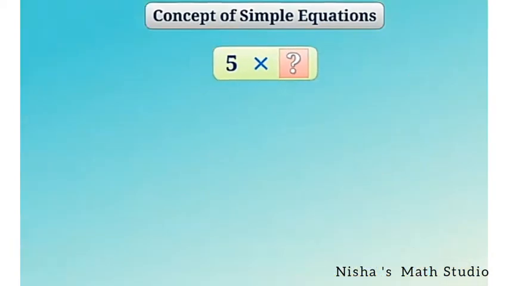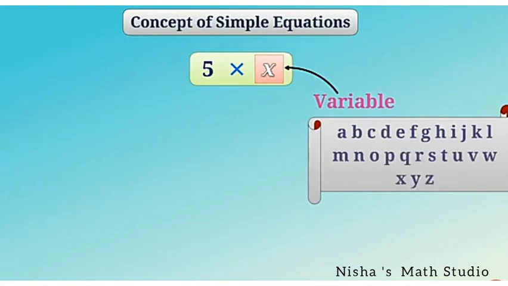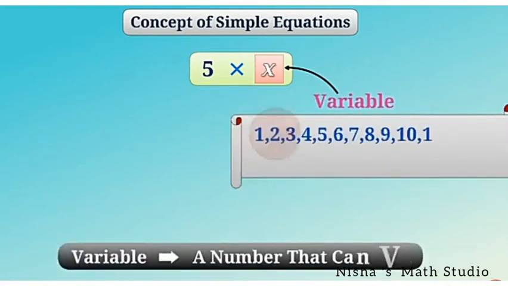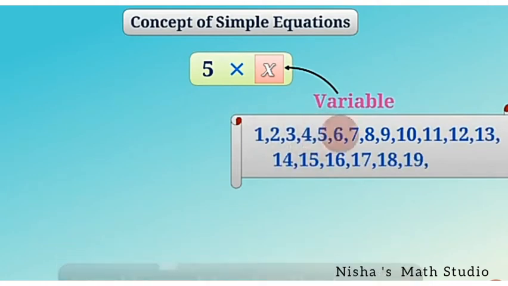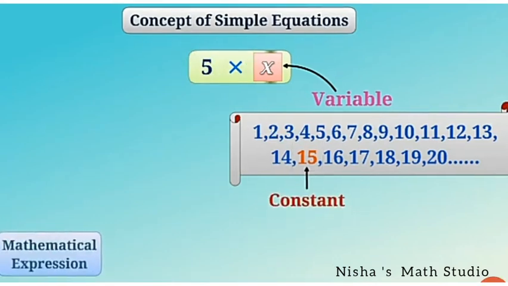Now instead of question mark, better way of writing it is to write an alphabet X, which we call as a variable. We can use any letter to write a variable. A variable means a number that can take different values. Means the value of the variable can vary. But if we take a number, say for example 15, it has a fixed value. So such numbers which have a fixed value are called constant.